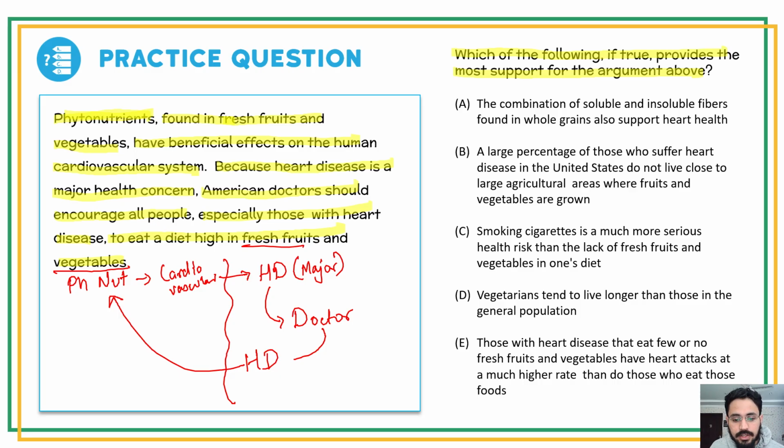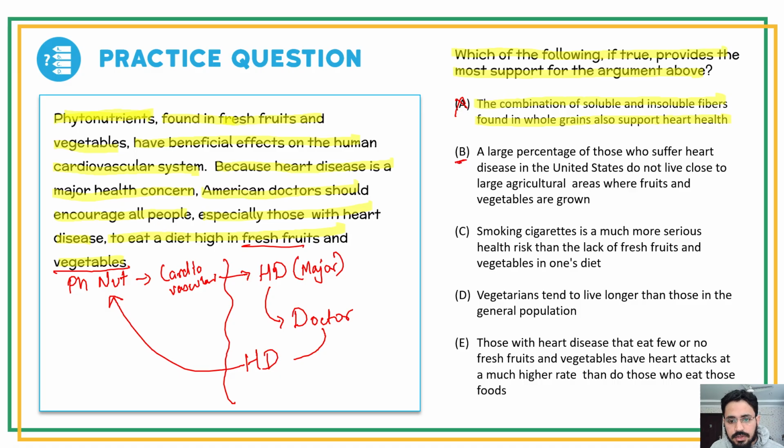Anyway, moving on. The combination of soluble and insoluble fibers found in whole grains also supports heart health, and that is why American doctors should encourage people, especially those with heart disease, to eat a diet high in fresh fruits and vegetables. How does this make a case for fresh fruits and vegetables? If anything, it would weaken the argument, no? It's like, forget fresh fruits and vegetables, there's another thing which also supports heart health. Now, it's not doing what we want it to do.